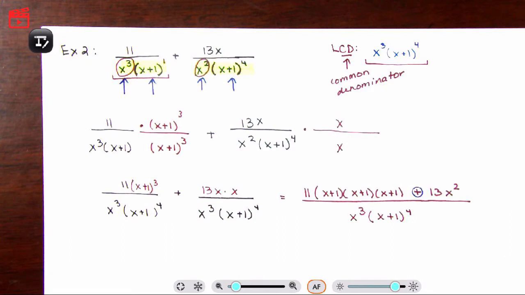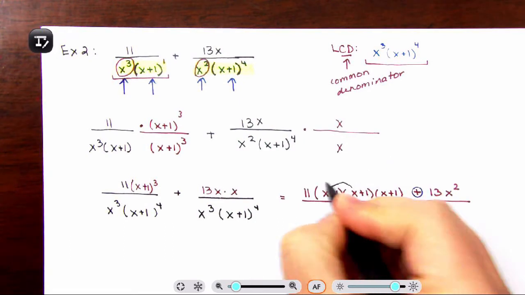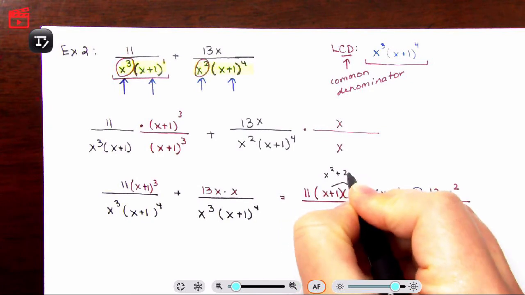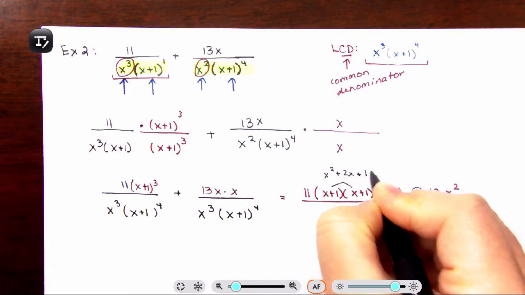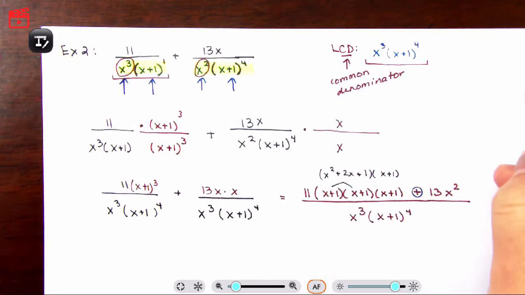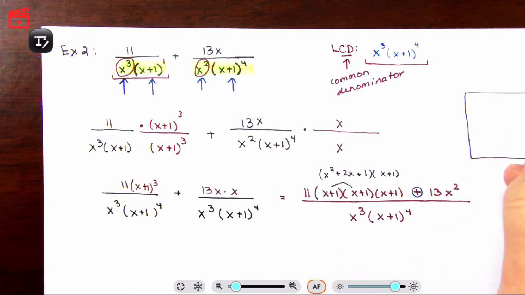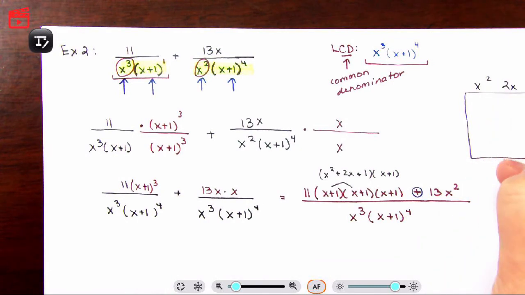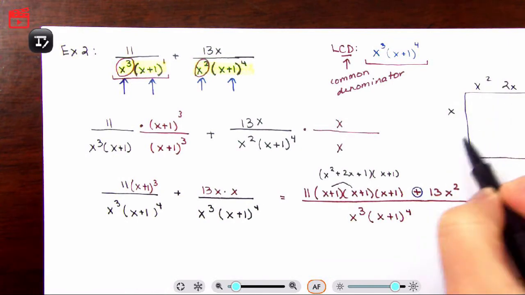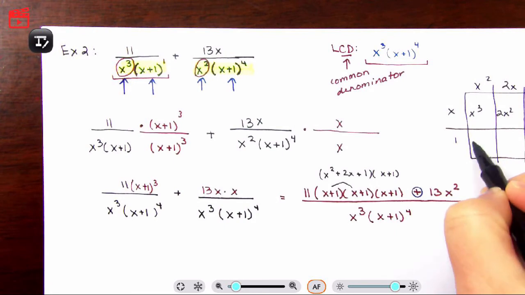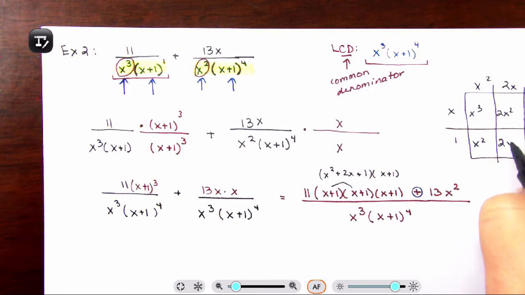Now I will have to multiply this together a few times. So I'm going to do FOIL. So that's x squared plus 2x plus 1 and that's going to be multiplied by x plus 1. I'm going to do a quick box method here. If you want to just do FOIL, you can. I prefer the box method for things like this. It's just easier for me. So I have x cubed, x squared, x squared, x, 1.